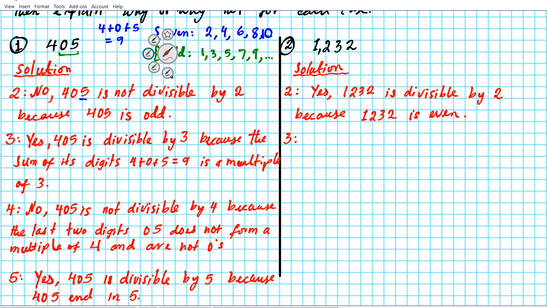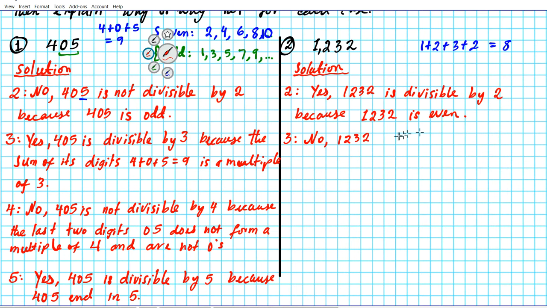Is 1232 divisible by 3? Well, we've got to do some arithmetic here. Add up the digits. 1 plus 2 plus 3 plus 2. What do you get? 1 plus 2 is 3, plus 3 is 6, plus 2 is 8. Does this number 8 show up on your multiplication chart for 3? We have 3, 6, 9. Uh-oh, 8 is not there. So, what's our conclusion? The answer is no.